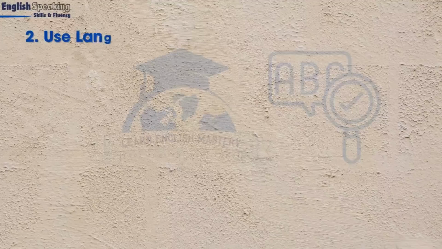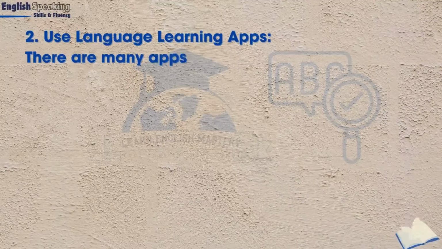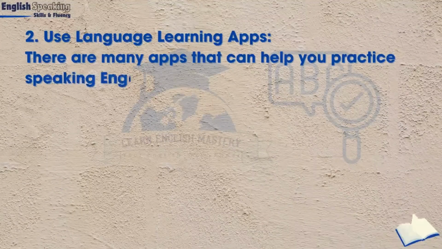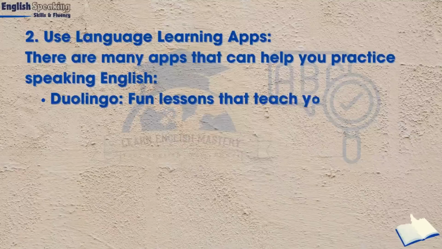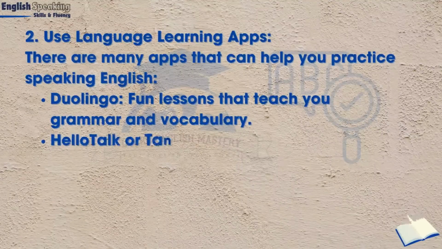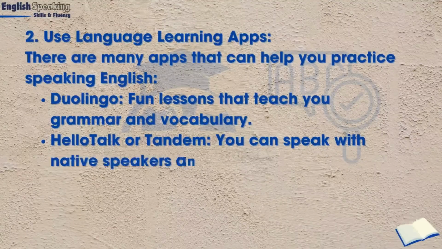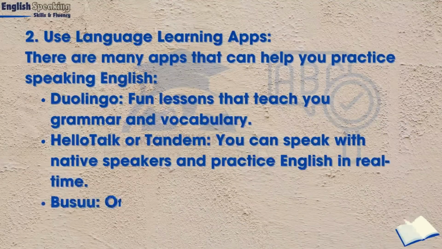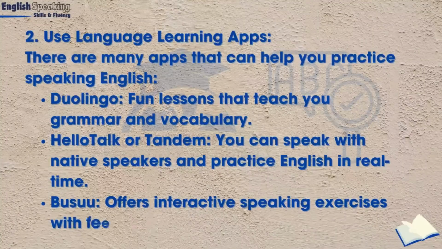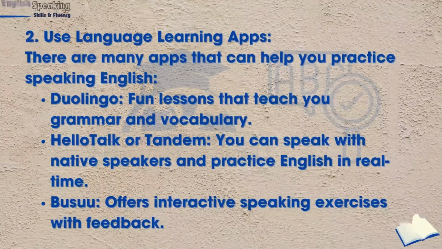2. Use language learning apps. There are many apps that can help you practice speaking English. Duolingo: fun lessons that teach you grammar and vocabulary. HelloTalk or Tandem: you can speak with native speakers and practice English in real time. Busuu: offers interactive speaking exercises with feedback.